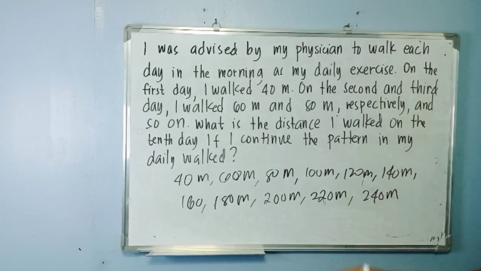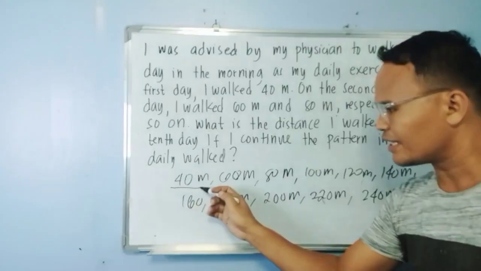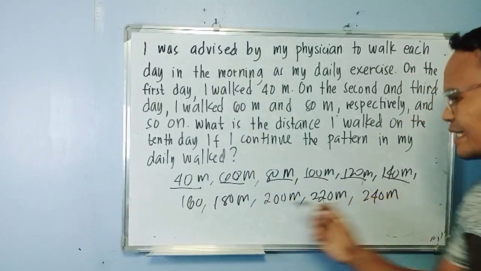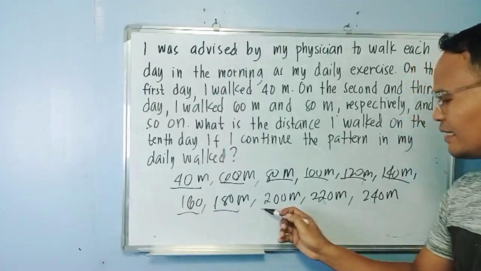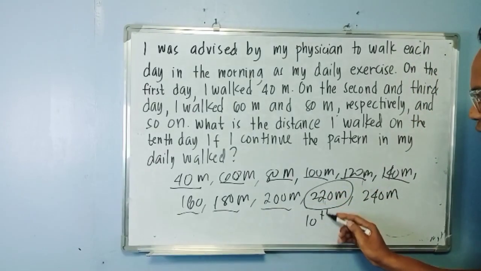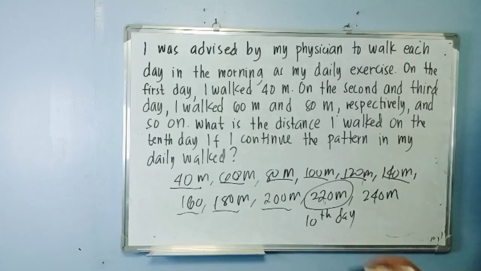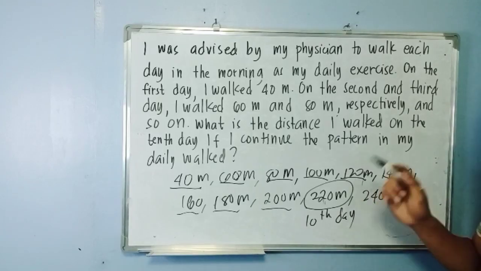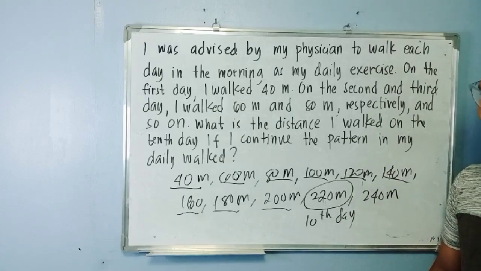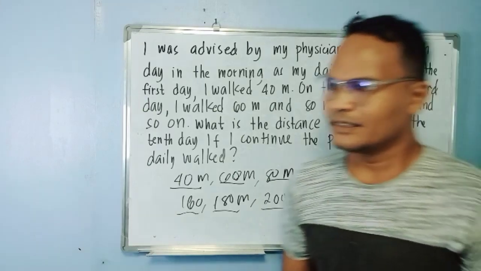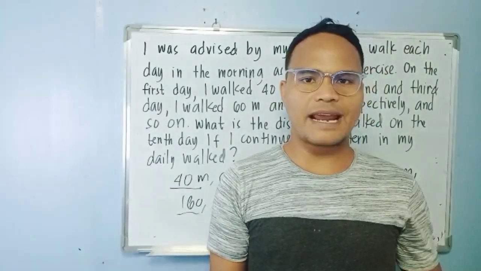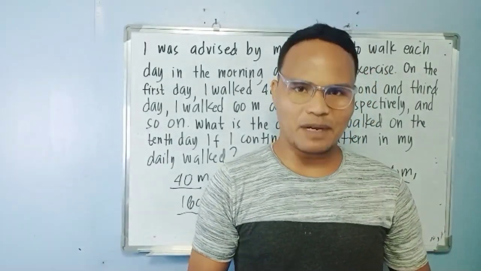What is asked in the problem? The 10th day. So this is the first day, second day, third, fourth, fifth, sixth, seventh, eighth, ninth, 10th day. So this is our answer. This is our 10th day. So I walked 220 meters on the 10th day. Okay? That is how we are going to illustrate arithmetic sequence.